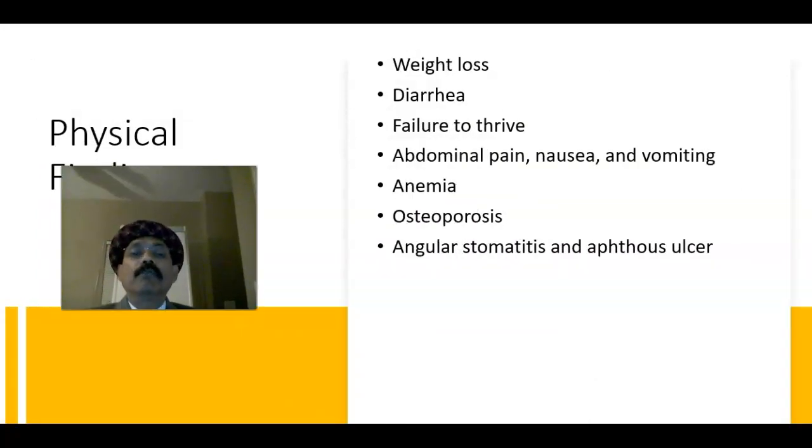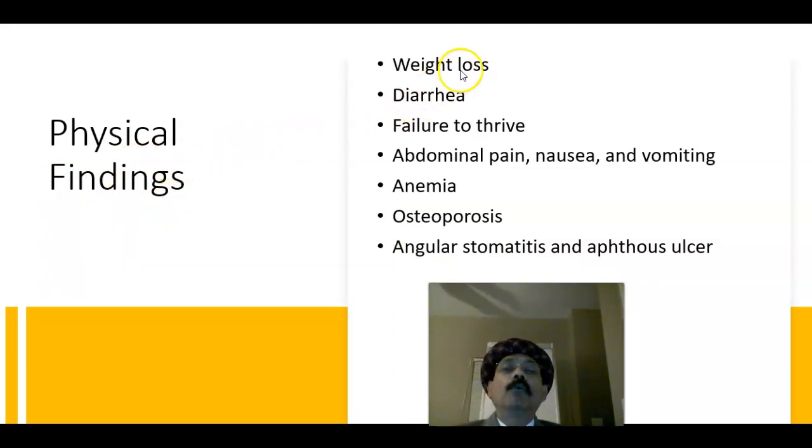Okay. What are the physical findings of celiac disease? Weight loss, diarrhea, failure to thrive, abdominal pain, nausea, vomiting, anemia. Anemia may be iron deficiency anemia, or megaloblastic anemia due to folic acid deficiency or vitamin B12 deficiency. Osteoporosis, because there is lack of calcium in the body and calcium metabolism is altered. Angular stomatitis, inflammation at the angle of the mouth, and aphthous ulcer. These are the physical findings of celiac disease.